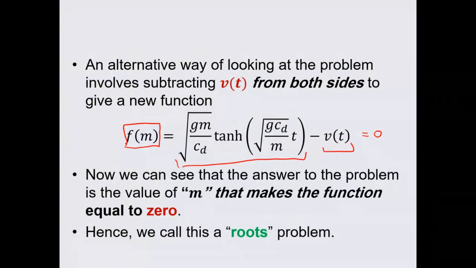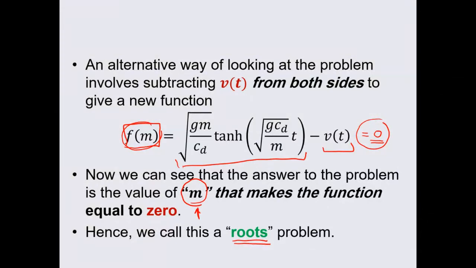Now we see that the answer to our problem is the value of the mass, which will make the function be equal to 0. This is what we call a roots problem, where you try to look for a value of a variable which makes your function be equal to 0. Okay, this is what we call a roots problem.